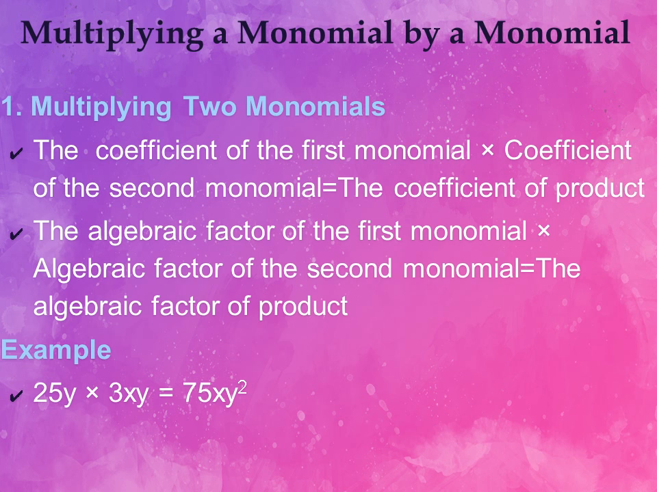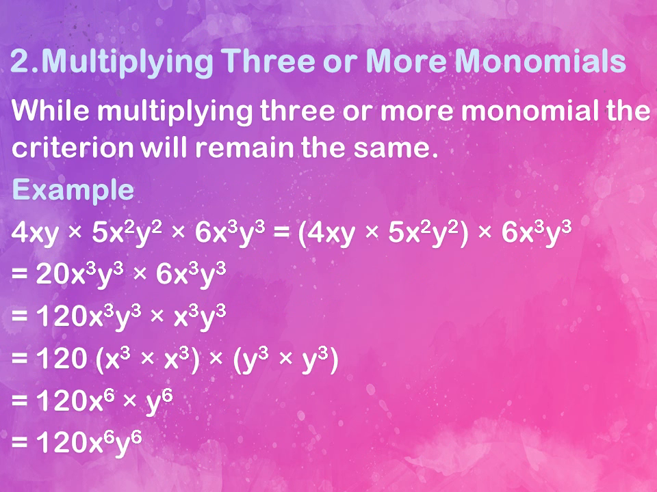Now, coming to algebraic factor, the algebraic factor of the first monomial into algebraic factor of the second monomial is equal to the algebraic factor of product. Like in this example, algebraic factor of first monomial is y, and algebraic factor of second monomial is xy. And here y into xy is equal to xy square. So, here answer is 75xy square.